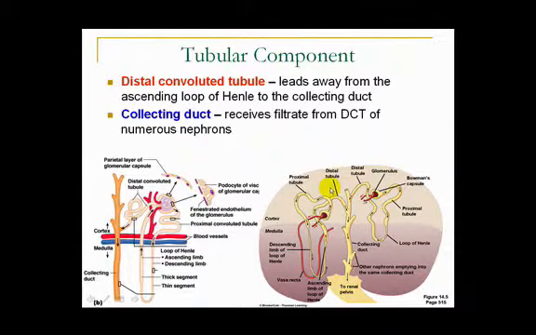It's called filtrate as it moves along because it's still getting adjusted. Things are getting added to it and things are getting reabsorbed as it moves through the nephron. Then the final product would be called your urine.